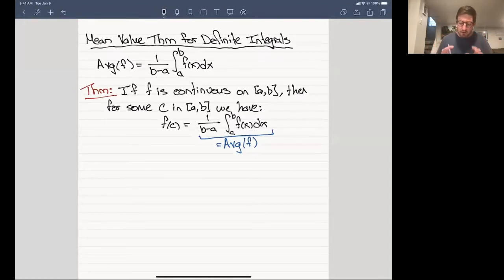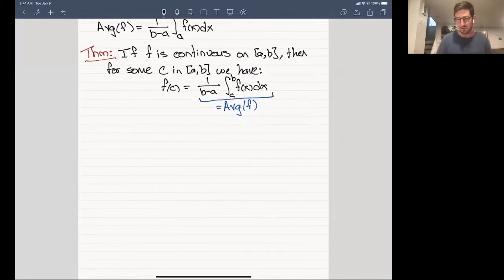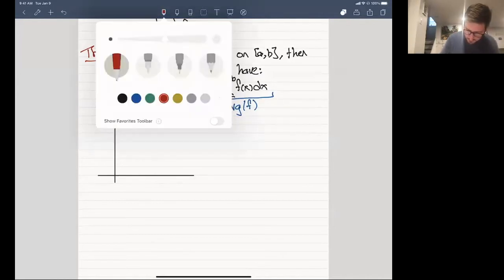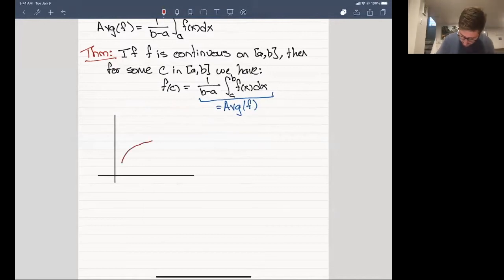There is a very intuitive reason that this is true, but better yet, there's an actual proof, a mathematical reason why this is true. Let me show you a consequence of this before I give you the mathematical reason. One way you can think of this is to rearrange that formula and multiply both sides by b minus a.